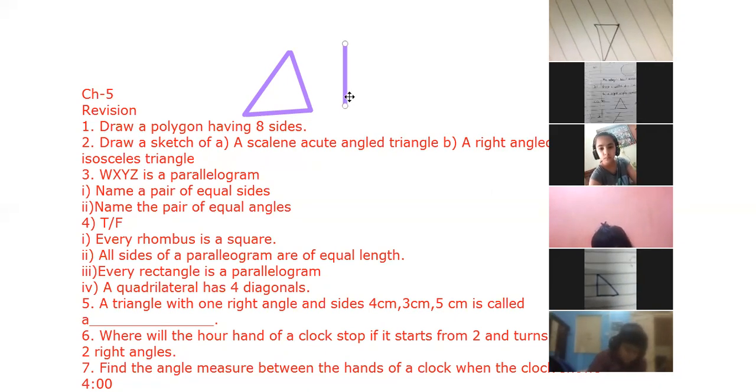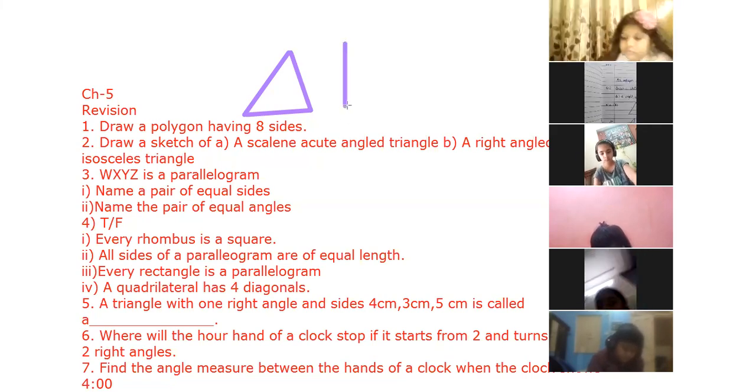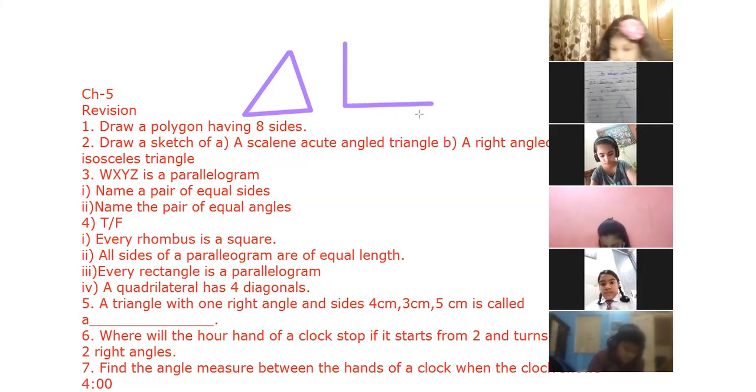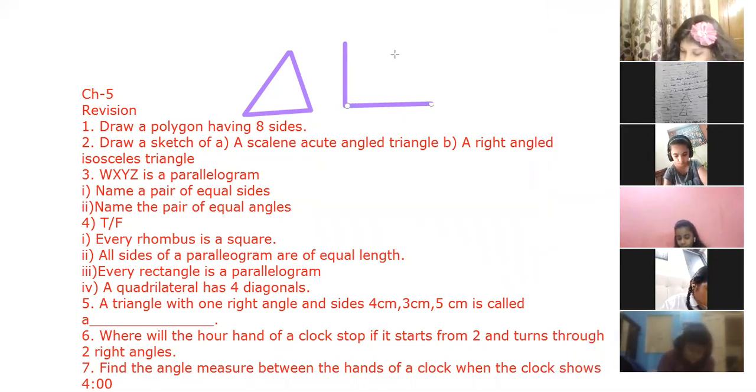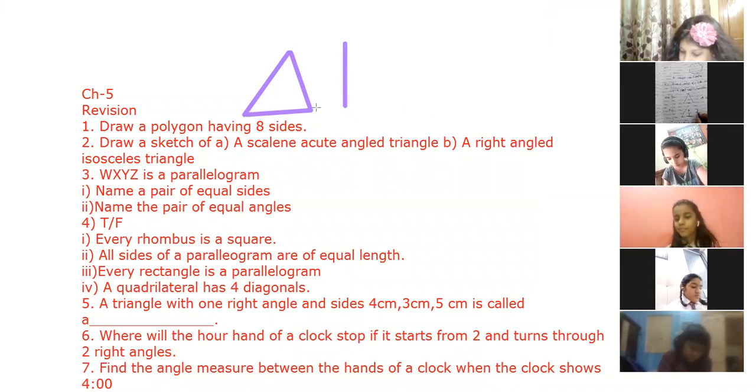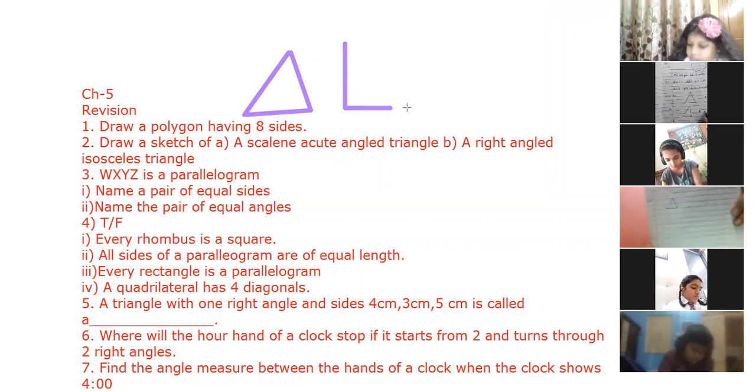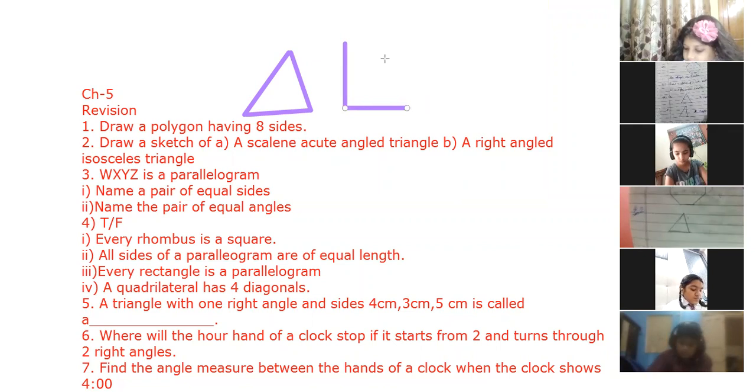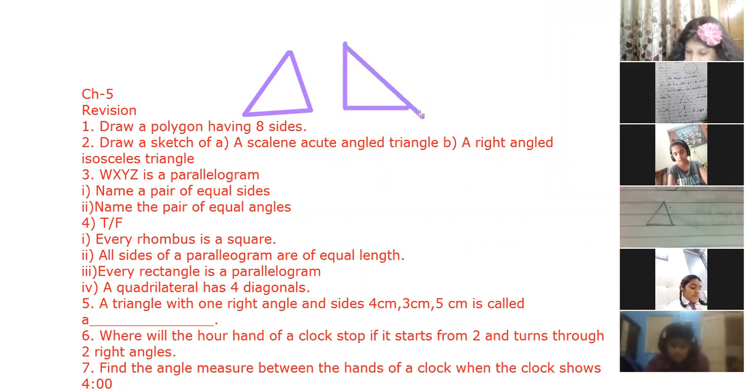Beta, this is first part. Charvi, this is your first part, not the second one. It should be a right angle triangle. That's right, Tanish. It should be a right angle triangle. So both the sides should be equal. Okay, and third side should be your hypotenuse.